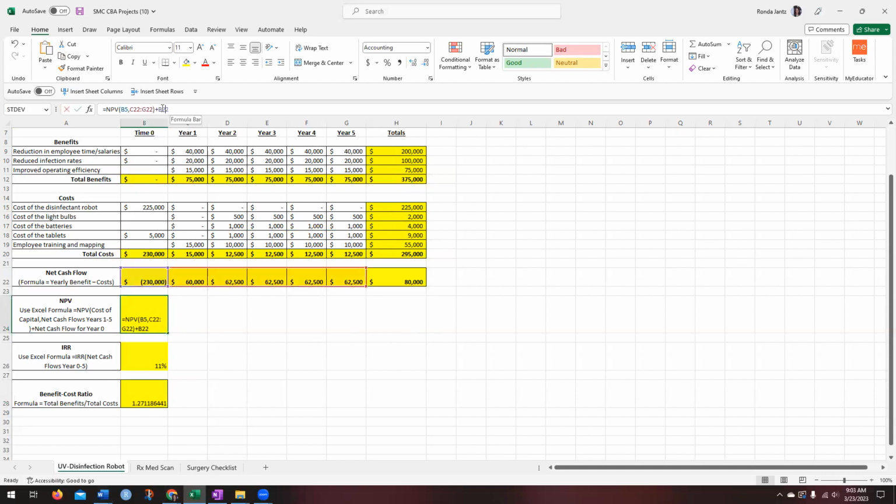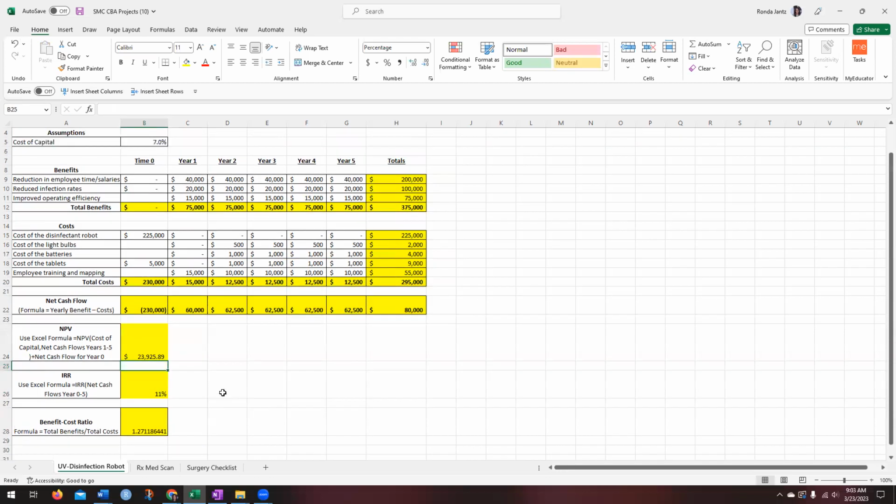Once again, this is the NPV formula, if you didn't have that kind of in your basket. And then the IRR formula using those net cash flows.